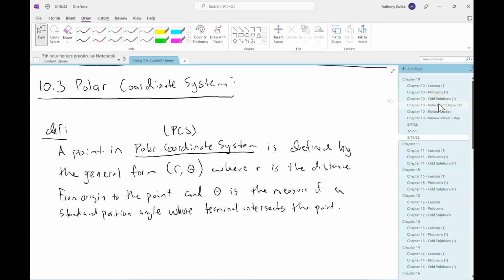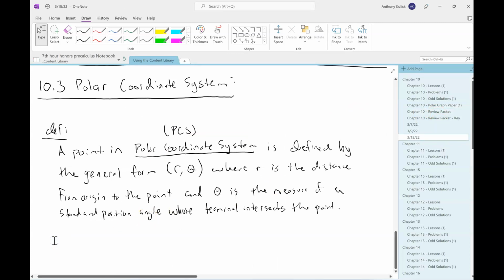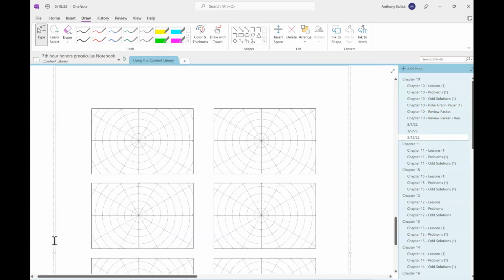Okay, so what are we really saying here? It's easier with a picture. You'll notice in the content library I have a page here called Polar Graph Paper. I'm going to use that now and just drop it into the notes. We'll show you what the polar coordinate system really looks like here. I put this in the content library, so as you're graphing polar points or graphing polar functions, you have polar graph paper that you have access to. Feel free to use that as many times as you need in the course of doing your assignments. That's what it's there for.